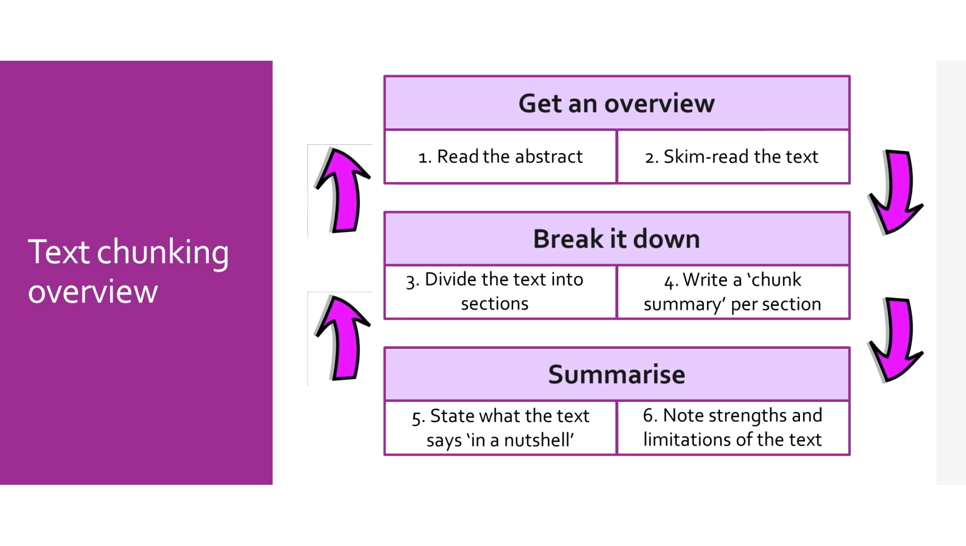You first get an overview of the text that you're reading, so this will be the abstract, and then you may skim read the text itself. Then you want to break it down, so divide this into sections, and then write a small chunk summary per section. And then you want to try and summarize, so state what the text says in a nutshell, and then note the strengths and limitations of the text itself.